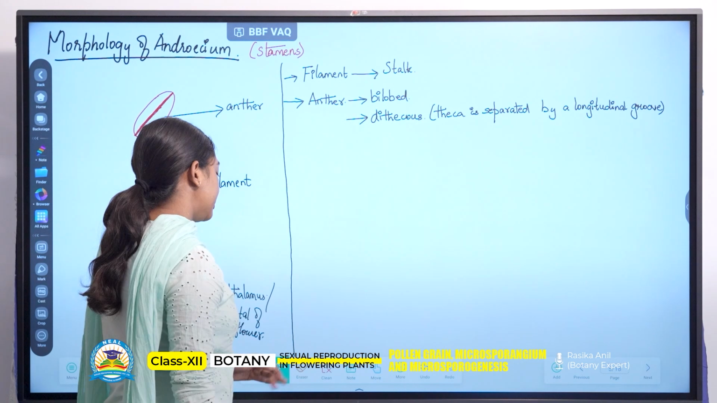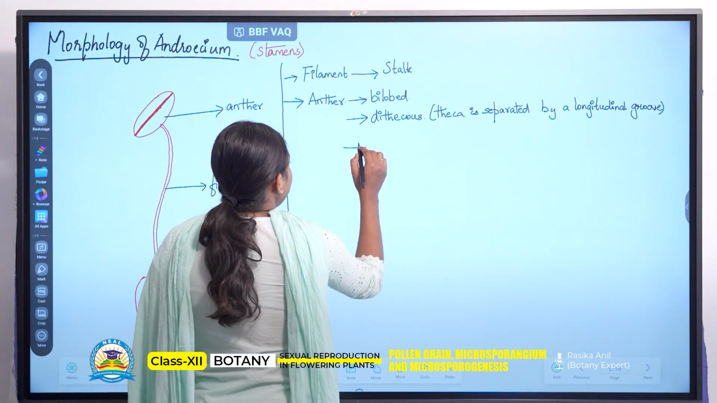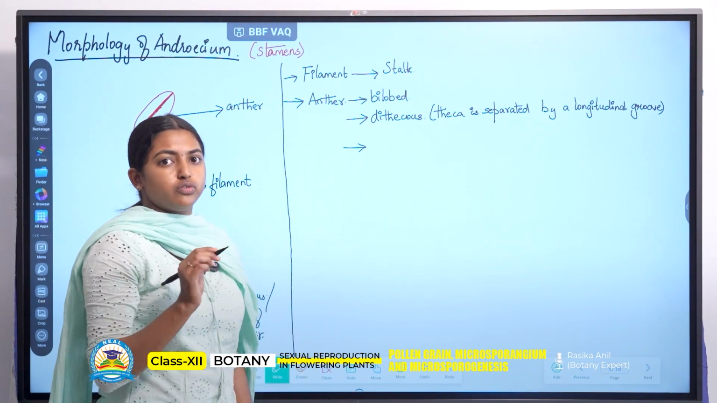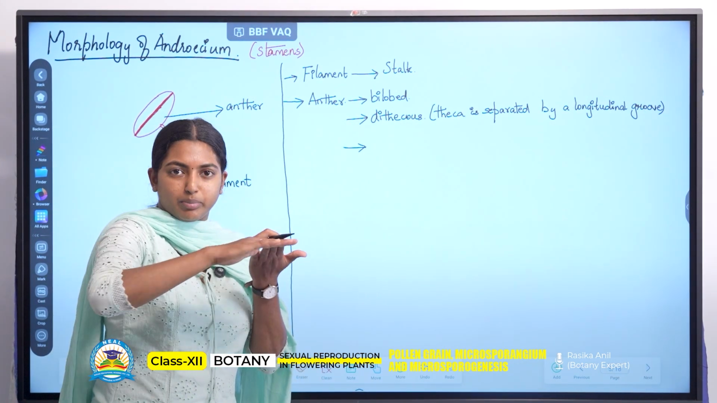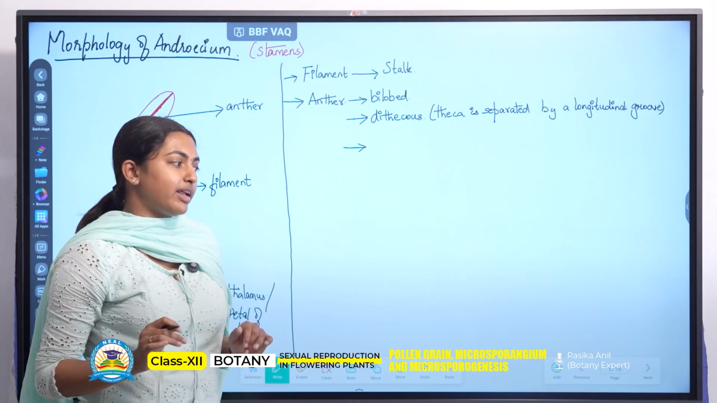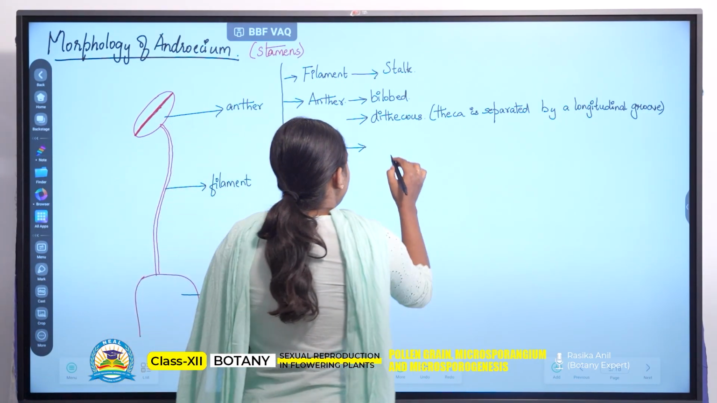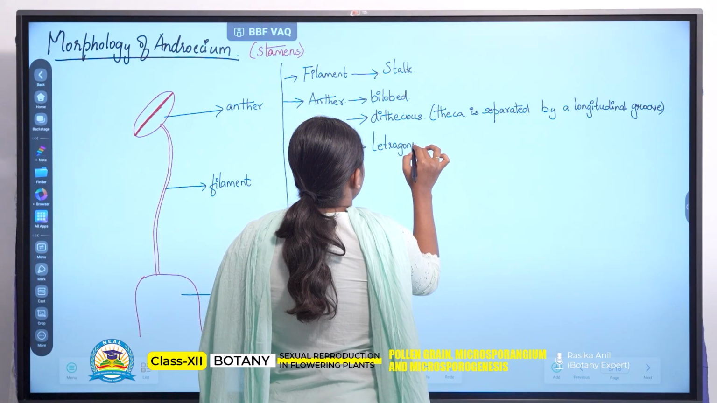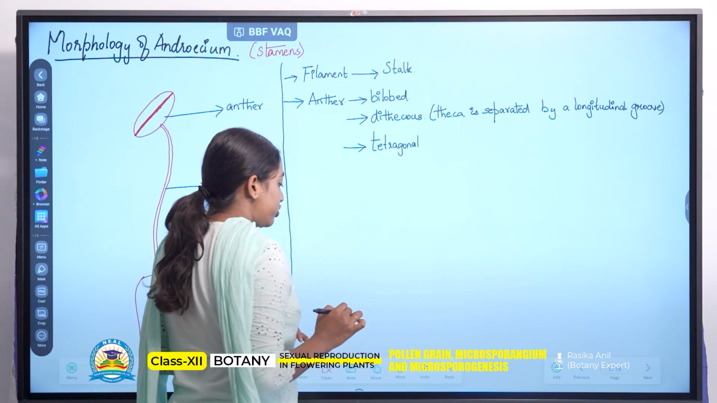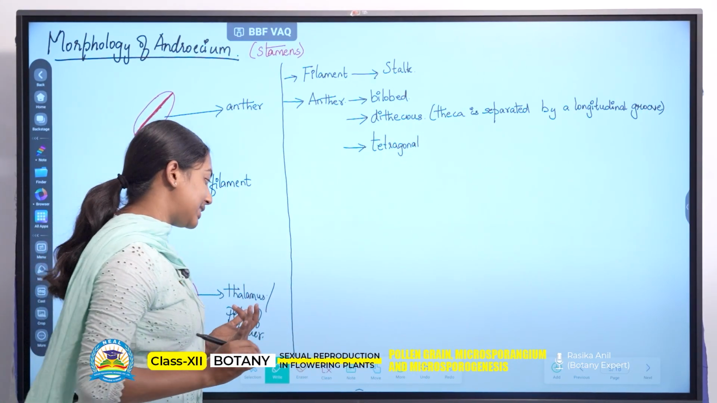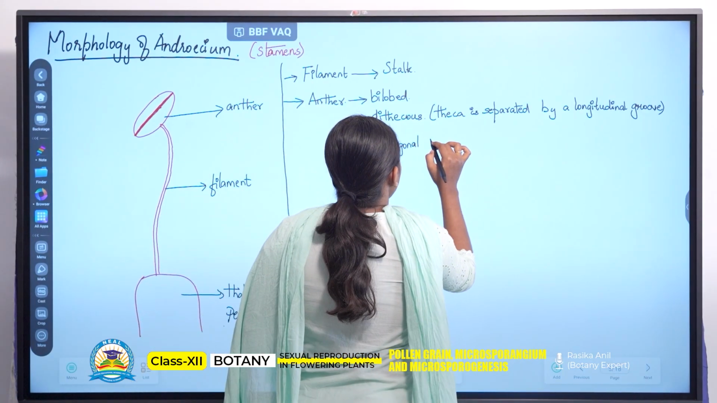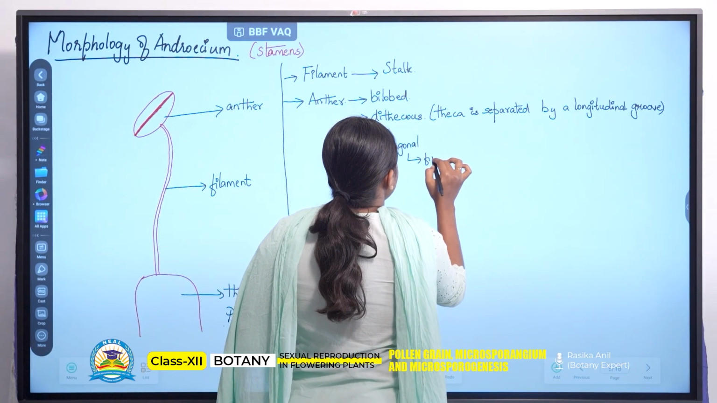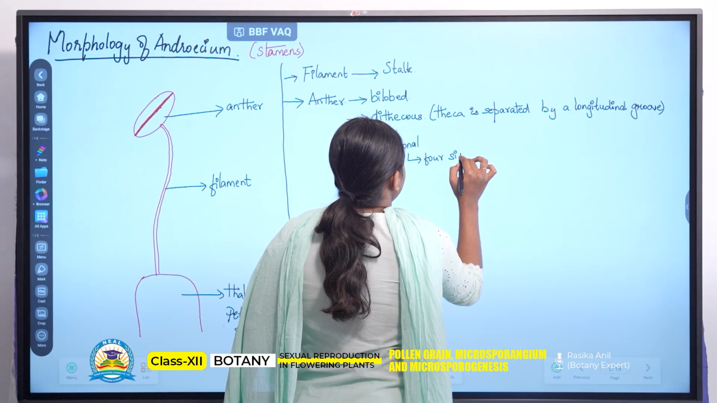So it is dithecous. Then it is a four-sided structure. Four-sided structure means it is not flat like paper. It has four sides, so it is a tetragonal structure. Why do we say it is tetragonal? Because it has four sides.